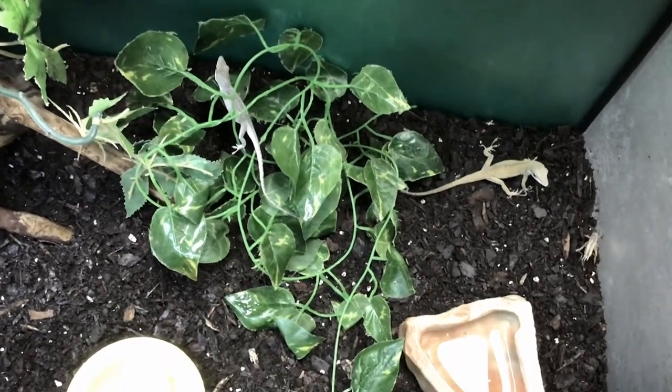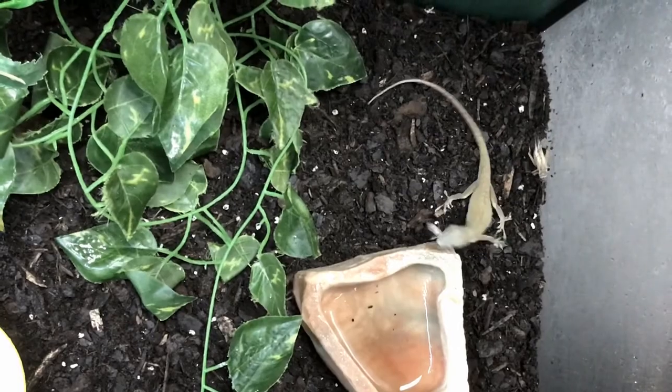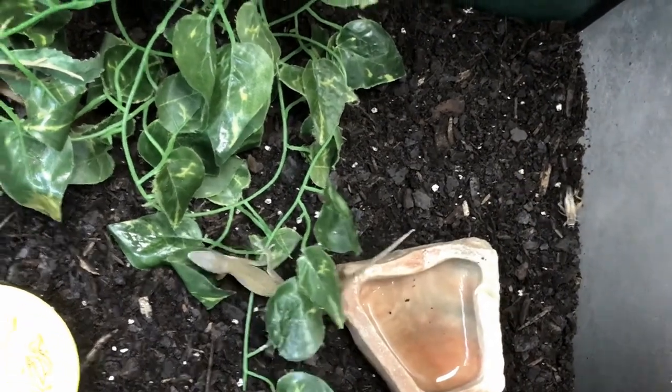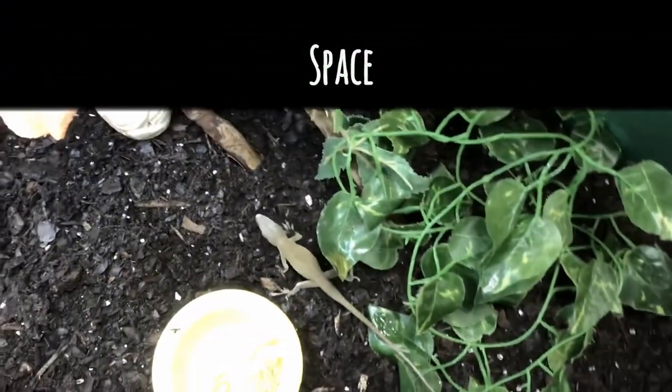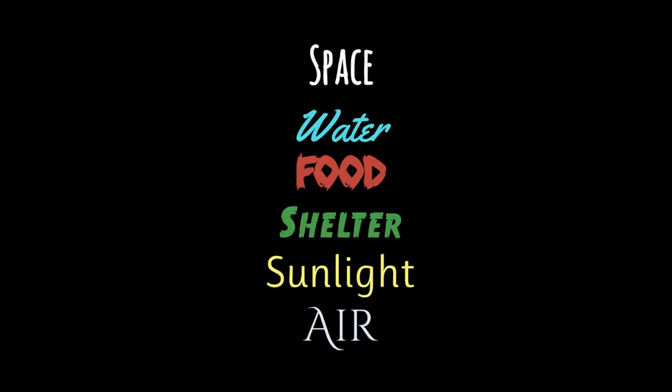Now that our anoles are safely in their new home, let's look at those basic needs that we tried to help them with. They now have space, water, food, shelter, sunlight, and air. Thankfully, we didn't have to do much extra to provide them with that last one.